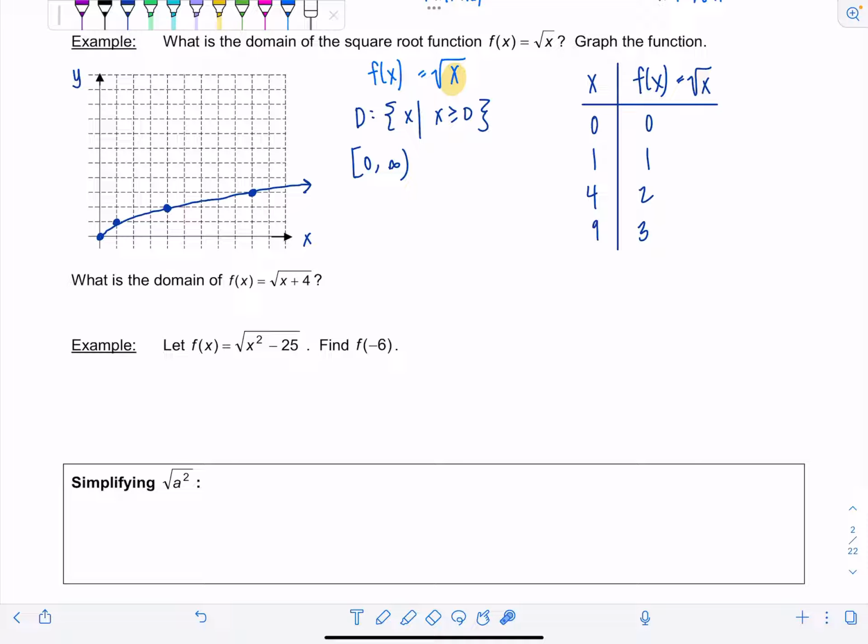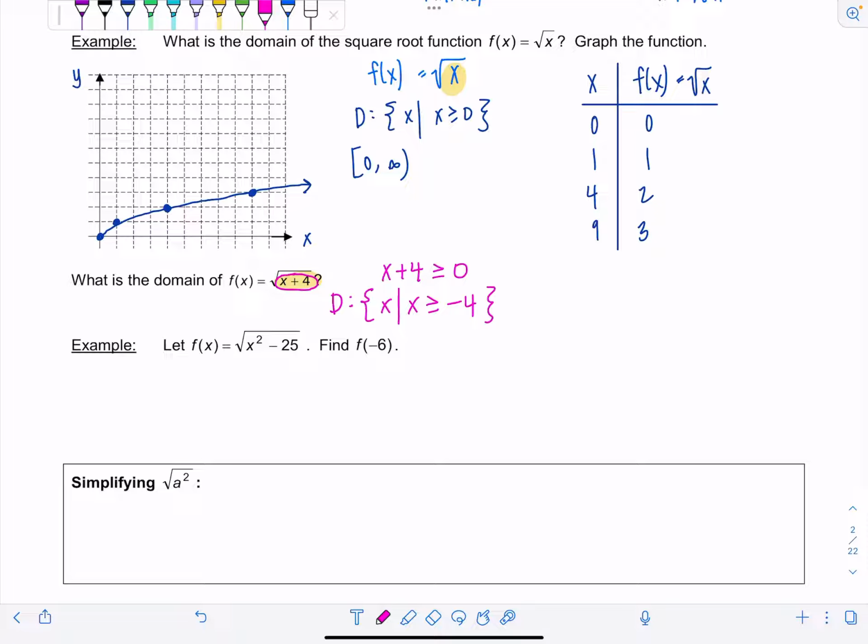Okay. Now, what would the domain be if we changed the function slightly? What if we made it square root of x plus 4? Well, the same basic principle applies. Your radicand, so the stuff underneath the radical sign, has to be greater than or equal to 0. It can't be negative. So what you would do is take whatever you see underneath the radical and set it greater than or equal to 0, and then solve that inequality. That would give you the domain of that radical function. So I could just subtract 4 over, x is greater than or equal to negative 4, and that's my domain, believe it or not. Okay, easy enough.